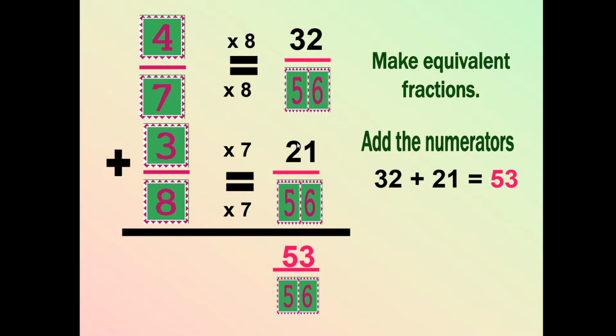After that, all you need to do again is to add the numerators. So 32 plus 21 gives us 53. So our final answer is 53 over 56.